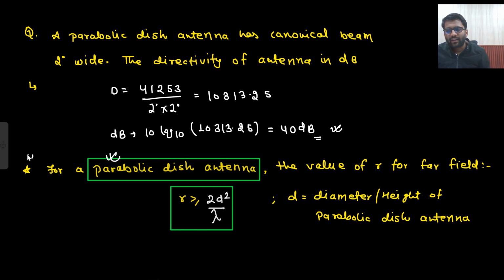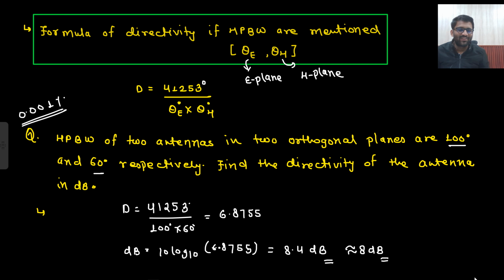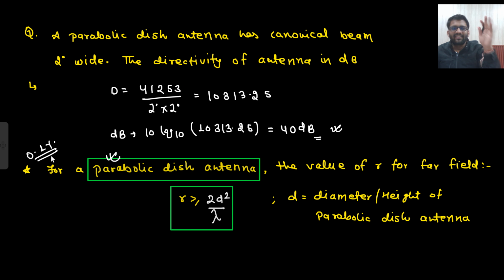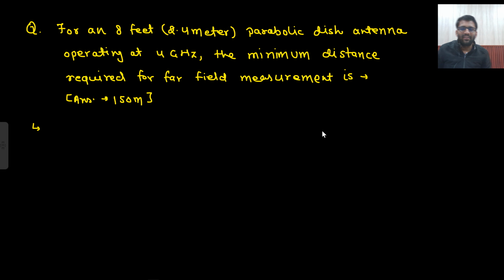Again I am saying, for this I am saying 0.1% chance. For this I am saying 0.001%, but in the worst case, if the question paper setter is not in the mood of framing a question, then he can frame from here. But R should be greater than 2d square by lambda. Okay, so let's see what kind of questions have been framed previously.